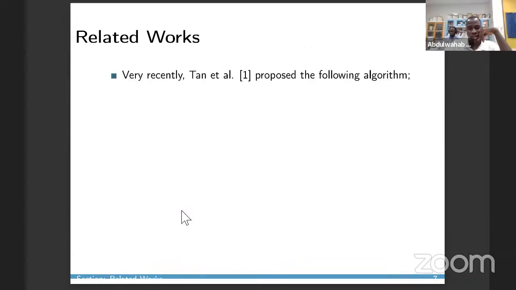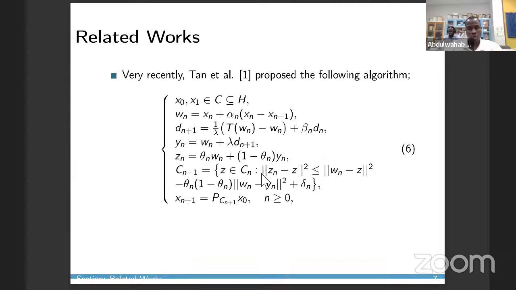Very recently, Chan et al. proposed the following iterative algorithm for approximating the fixed point of a non-expansive mapping in the framework of Hilbert space. We can see that this iterative algorithm is developed by combining the classical Mann iterative algorithm with the hybrid shrinking projection methods of Takahashi and Takahashi, and the inertial term proposed by Polyak in 1964 as an acceleration process, that is, a process of speeding up the sequence of iterates toward the solution. He also combined it with what we call a conjugate gradient direction, which is also known to be an accelerated version of classical gradient methods.